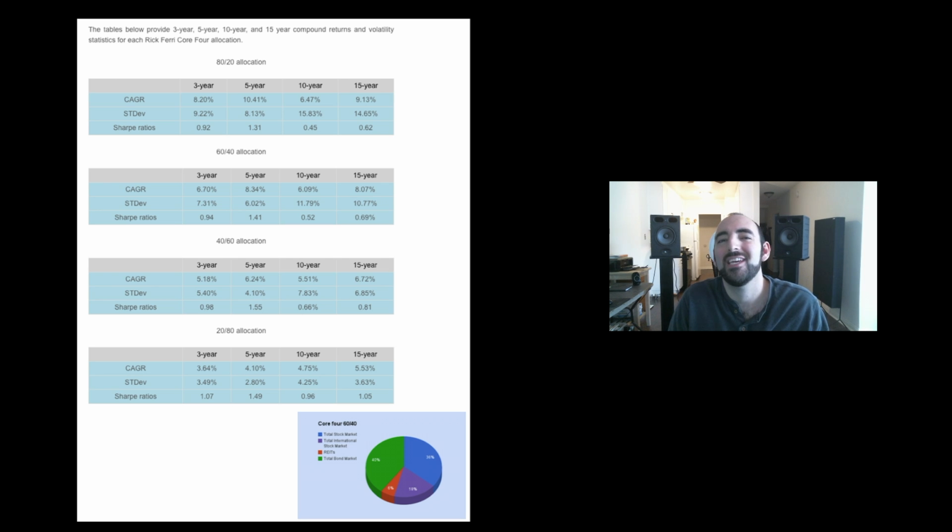Okay, so here we have the average annualized compound returns for Rick Ferry's Core 4 portfolio for 4 separate asset allocations between stocks and bonds over 3, 5, 10, and 15-year windows. So let's look at the 60-40 allocation again. Now we are looking at the CAGR, the compound annual growth rate. So the 3-year window, it has a 6.7% growth. The 5-year window has an 8.3% growth. The 10-year window has a 6% growth, and the 15-year window has an 8% growth.